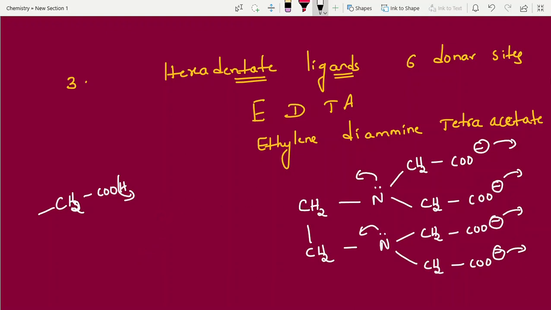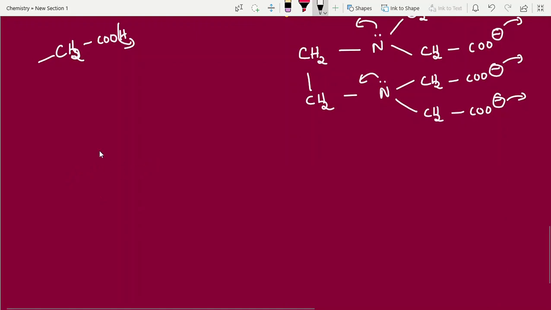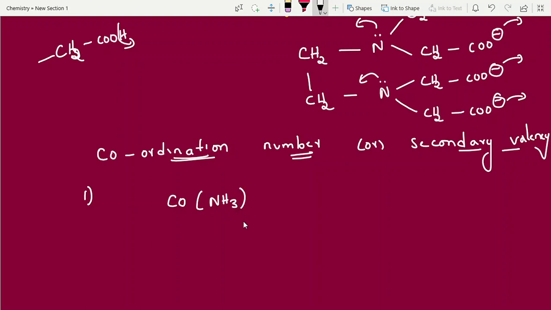Now that is my next point. Coordination number is nothing but how many ligands are attached to the central metal atom. This is also called the secondary valency, which I am going to discuss in Werner's theory. See here, to understand this one, I am telling two examples. Suppose cobalt is there, NH3 6, Cl3. This is one type of complex.